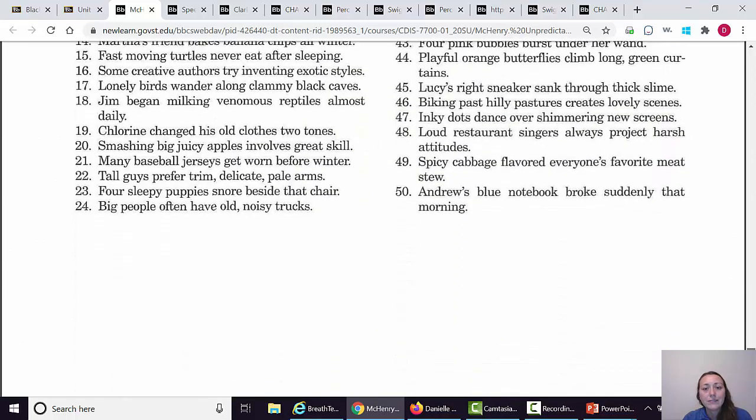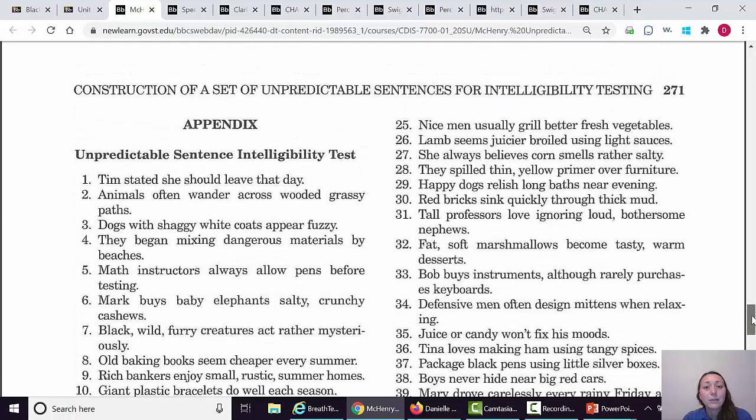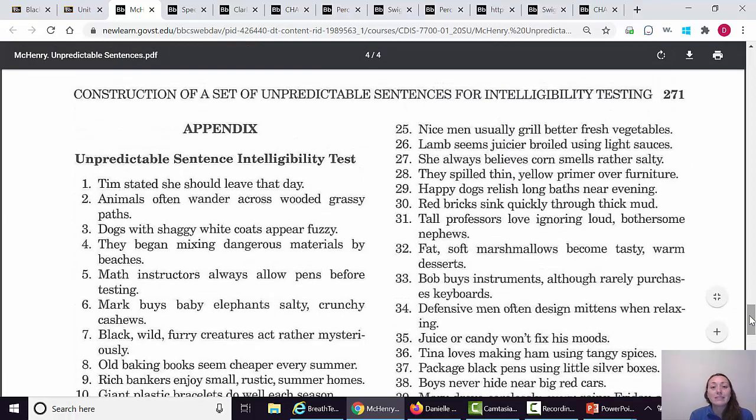They put together a list of 50 sentences that are just unpredictable. If the sentences don't really make sense, you can't start the sentence and know where it's headed. So they're just kind of silly sentences. However, if you're having the patient read them out loud, you can't really predict them unless you memorize all 50 sentences. And I have not memorized any of these. So here we go.